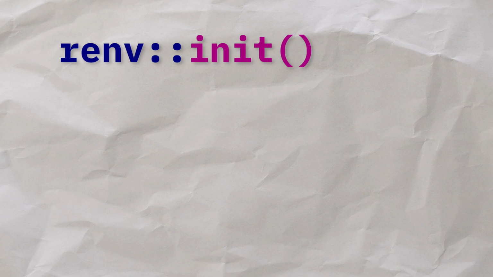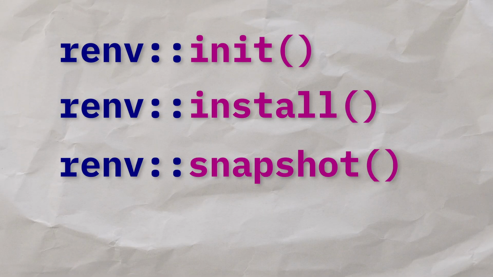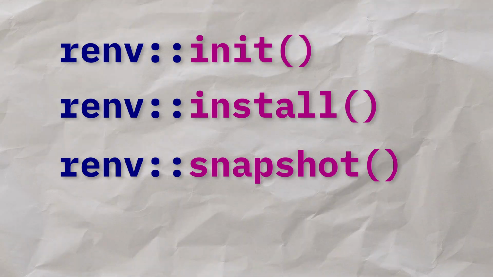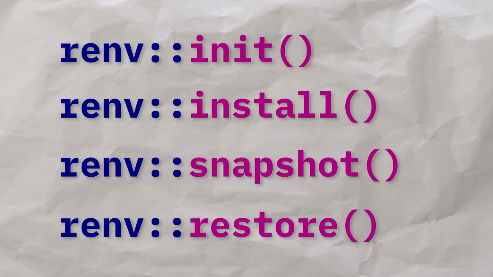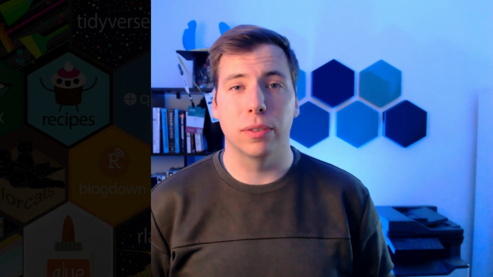And to do that, all you need is four functions. You need the init function to initialize your project, you need the install function to install packages in your project, you need the snapshot function to document the package versions, and you need the restore function to restore versions if that's ever necessary. And if this sounds complicated to you, don't worry, it's actually not that hard. Let's dive into RStudio to see how these functions work in action.